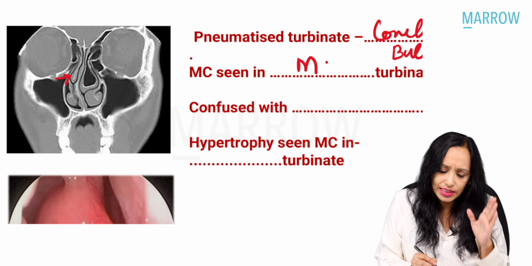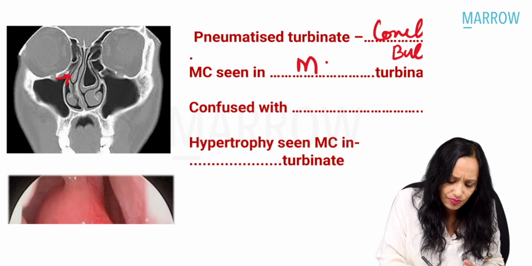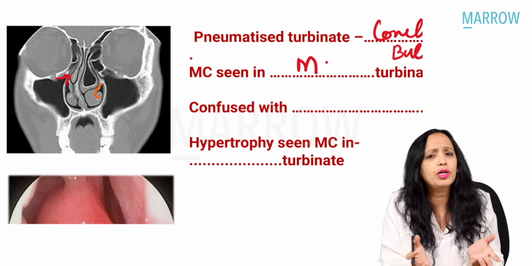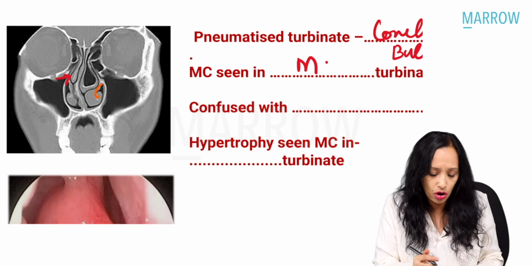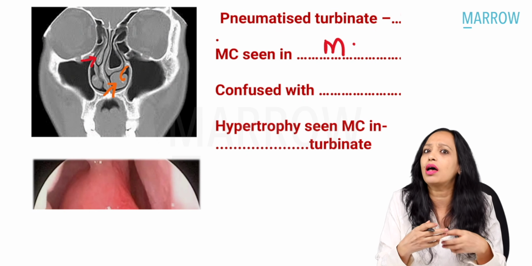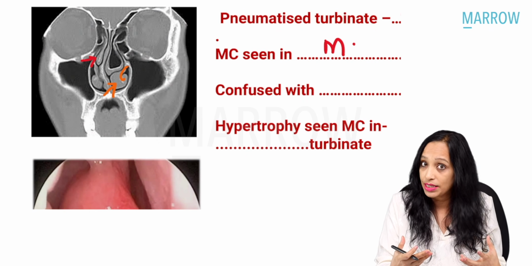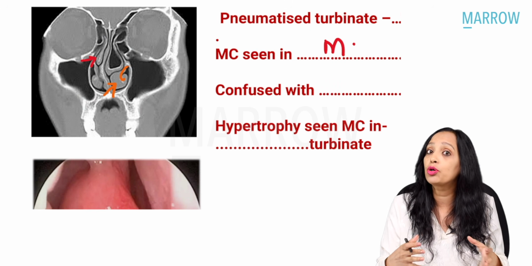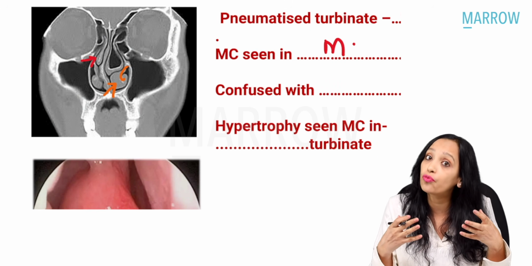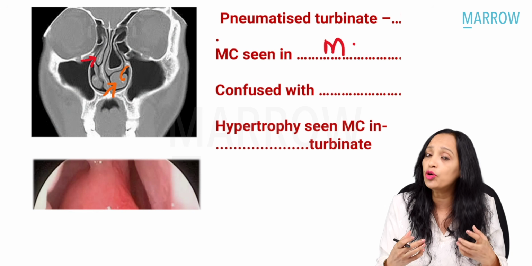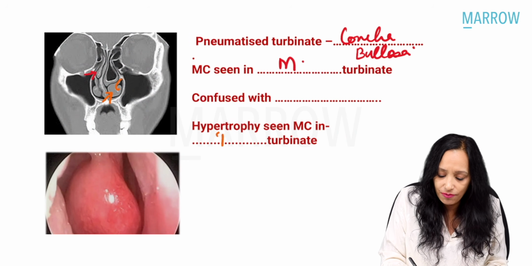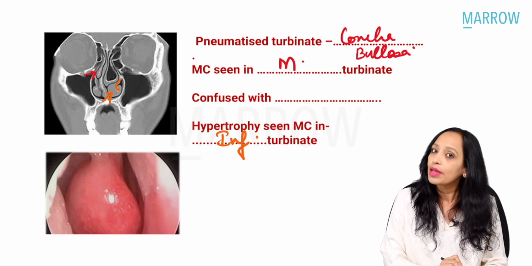Also, on this CT scan the inferior turbinate is appearing very huge. But that is not because of air within it. That is because of hypertrophy of the mucosa and the fibrous tissue. When there is hypertrophy of the mucosa and the fibrous tissue, that is known as a hypertrophic turbinate. And hypertrophy of the turbinate is seen most commonly in which turbinate? In the inferior turbinate. Is that clear?